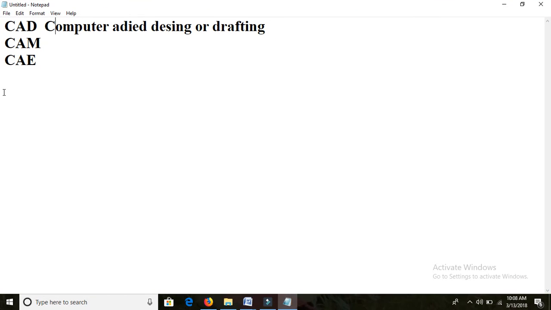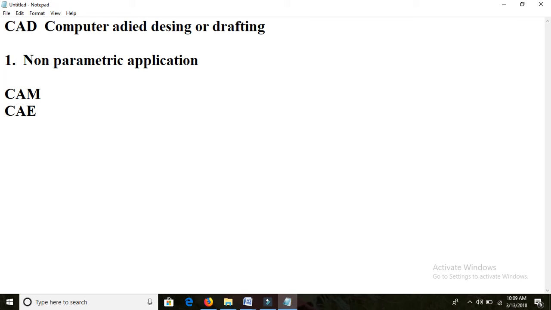Clear? Now let us move on, friends. What are the applications we are using here? In the CAD department of applications, all those applications are called non-parametric applications. Why are they non-parametric applications? See friends, in non-parametric applications, every modification we need to complete manually.